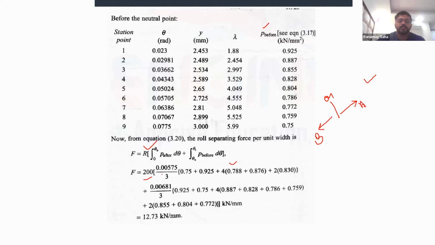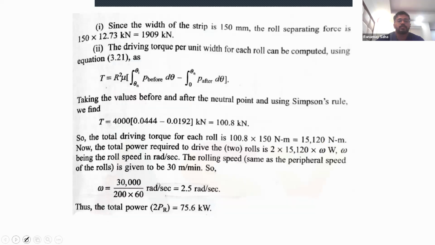You use Simpson's rule, which is h by 3, where h is your segment length, 0.00575 here for the part after the neutral point. So h by 3, that is 0.00575 by 3, into this equation. I hope you know this from your Simpson's rule. You find out the total force, and then I proceed to find the force for the entire strip width, which is 150 mm, and the total force happens to be 1909 kilonewton.